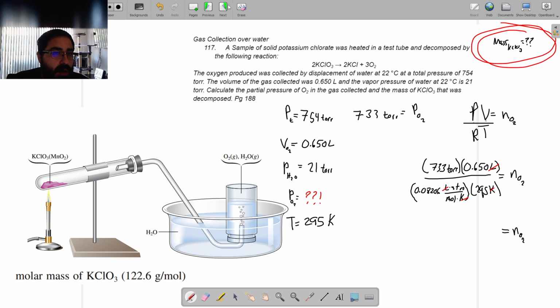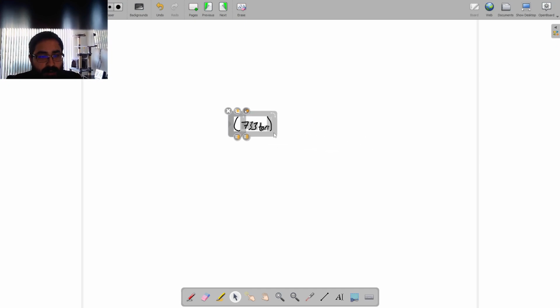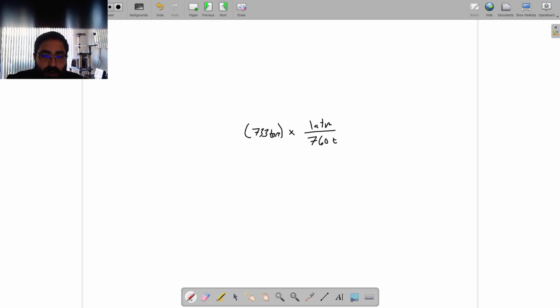So what we're going to do, off to the side, is convert this torr to ATM. So 733 torr. To turn that into ATM, ATM must go at the top, and at the bottom, well, ATM is the same thing as 760 torr. The torrs cancel out. And now we get 733 divided by 760, remember, because it's at the bottom, 0.964 ATM. And let's plug that in right here.